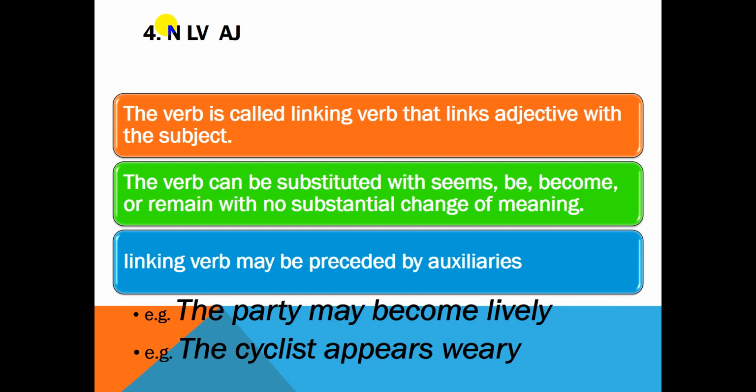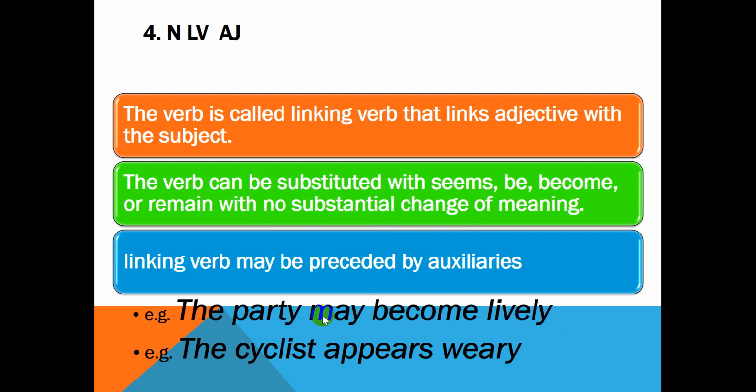To check whether it is a linking verb or not, you can change the verb with the word seems, be, become, or remain. If you can use these verbs with no substantial change of meaning, then it is a linking verb. A linking verb itself may be preceded by an auxiliary. So, for example, the body may become lively. It starts with an auxiliary modal.